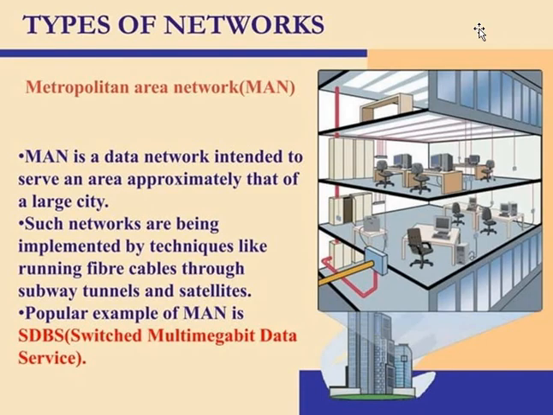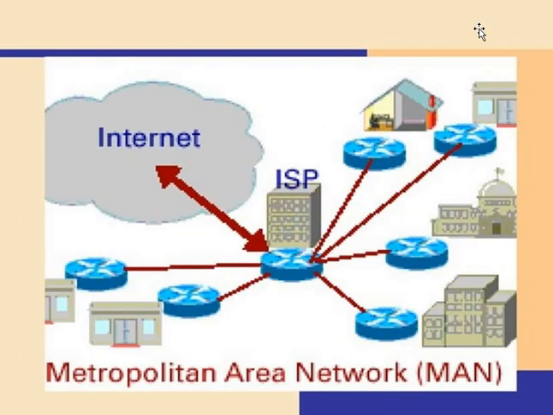The next type of network is the metropolitan area network. A MAN is a data network intended to serve an area approximately the size of a large city. Such networks are being implemented by techniques like running fiber optic cables through subway tunnels, and through satellites. A popular example of a MAN is an ISP, which takes the internet and connects it through the Metropolitan Area Network.